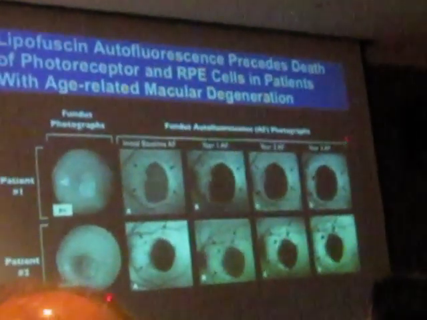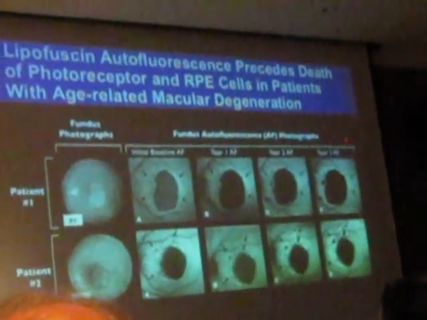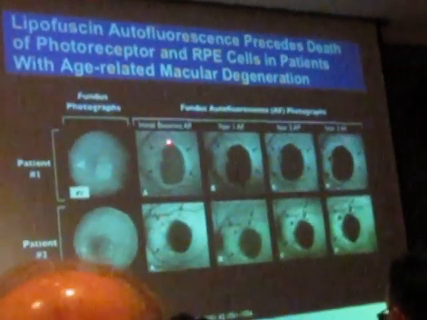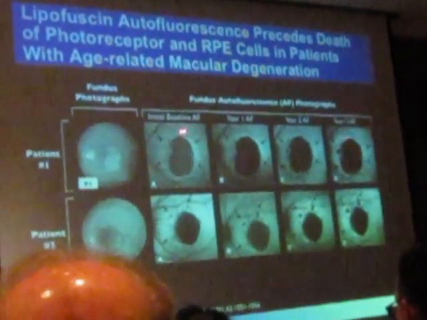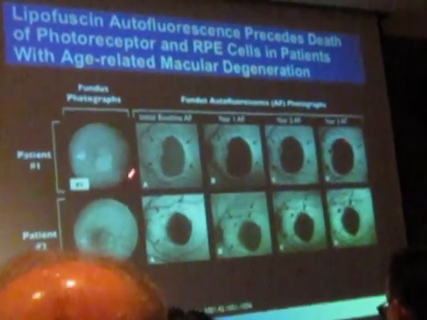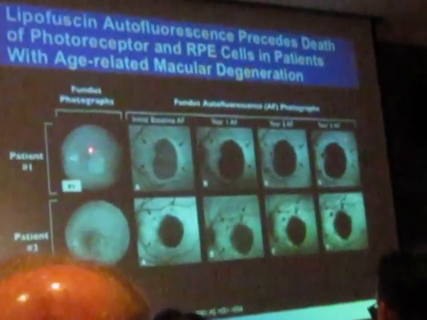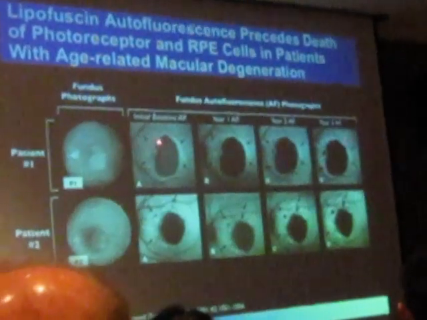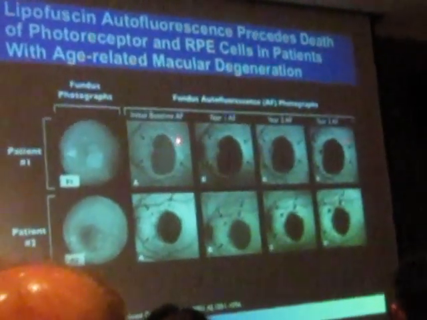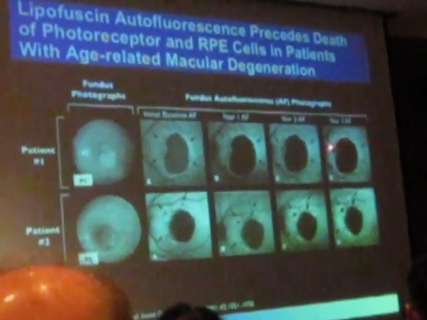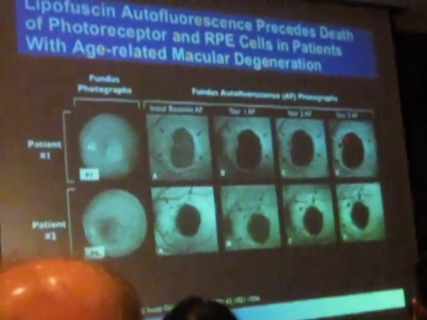This is from a friend of mine, Frank Holtz's paper. We were fellows together a long time ago. And what he did very carefully was he showed that hyper-autofluorescence around this ring of atrophy. Here's the normal picture of this eye, optic nerve, patch of RPE loss here. In the autofluorescence image, there's normal autofluorescence, there's hyper-autofluorescence, and there's lost autofluorescence. And it can predict where these areas of atrophy are going to come over time.